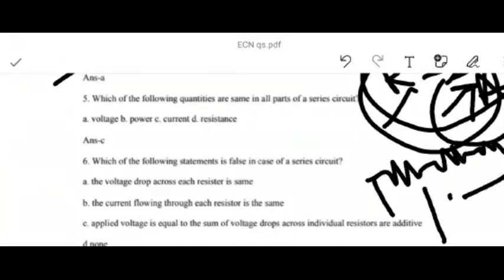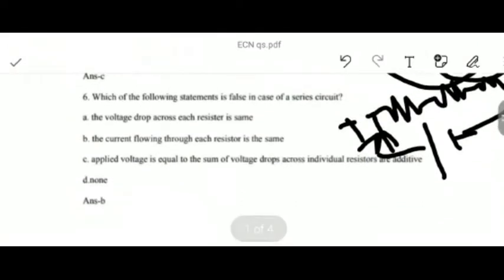Moving towards the fifth question, which of the following quantities are same in all parts of a series circuit? We should know that in a series circuit, the current flowing through all the resistances is same, but in a parallel circuit the current is different. Here it is asking which physical quantity is same in a series circuit: current is same. So option C will be the correct answer.